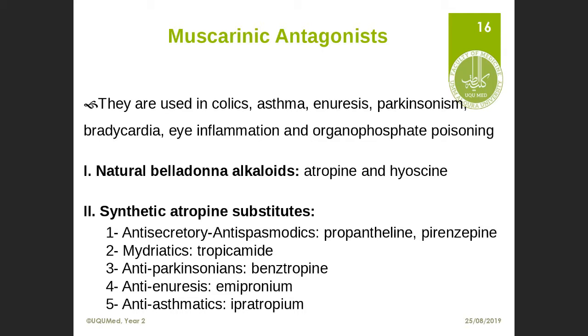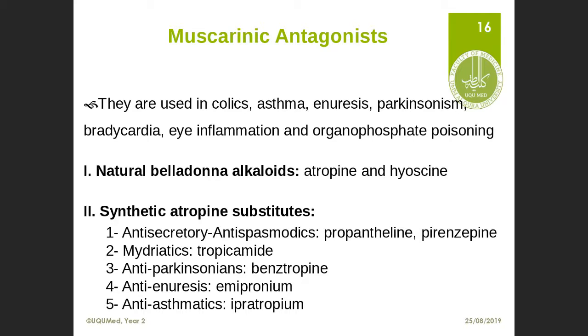If we see the synthetic atropine substitutes, the first are the anti-secretory or antispasmodics, just to relieve abdominal pains. There are two drugs, propantheline and pirenzepine. There are some mydriatics, meaning drugs to treat glaucoma, that is tropicamide. There is an anti-Parkinsonism drug, that is benztropine. There is an anti-enuresis drug, that is emepronium, and there are anti-asthmatics, that is ipratropium.